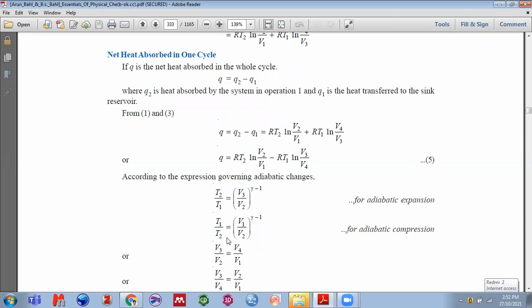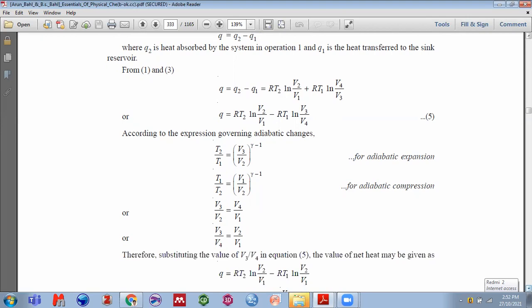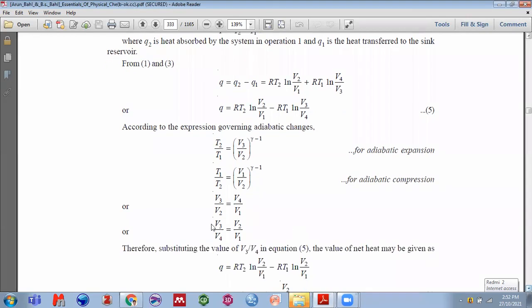That is, from this relation we can write V3 by V4 equal to V2 by V1. So we can replace the term V3 by V4 by V2 by V1. Substitute the value of V3 by V4 in above equation 5.